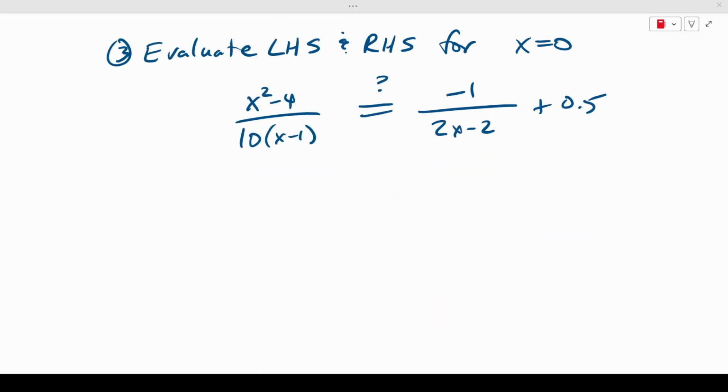Okay, here comes warm-up number 3. So now I want you to evaluate the left-hand side and right-hand side of this exact same equation for x equals 0 and tell me, does it prove that the statement is true or not true? What do you get? Pause the video, give it a shot.